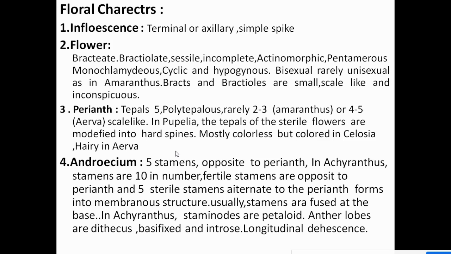That's why they are called a perianth. Here, the perianth lobes are called tepals, and the tepals are 5 in number. They're polytepalous, free from each other. Sometimes they may be 2 to 3, or sometimes 4 to 5. So 2 to 3 in the case of Amaranthus, and 4 to 5 in the case of Aerva lanata.